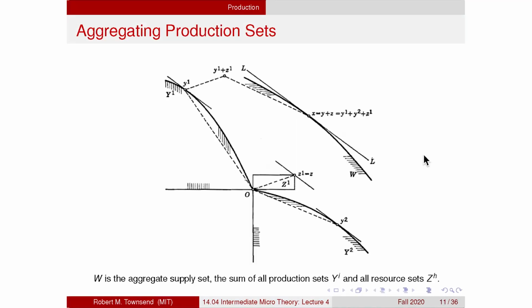So this is aggregating production sets. This one plus this one equals this one plus the endowment. So there was a lovely discussion on Piazza about this, which is, have we generated a free lunch?